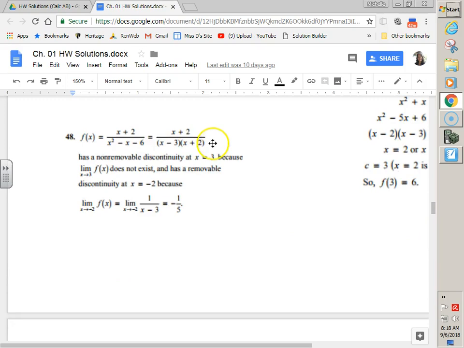Number 48, did you guys factor it properly? And see that -2 is removable because it factors out, and 3 is non-removable because it doesn't factor out. They went ahead and did the whole, like, hey, a hole still has a limit. Okay, whatever. But non-removable is at 3 because it doesn't reduce, and removable at 2.